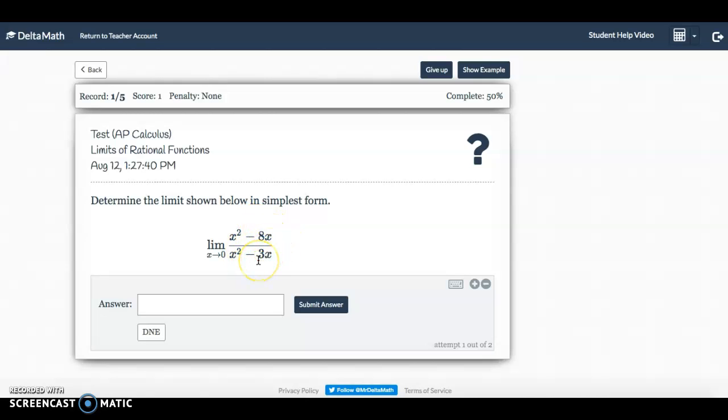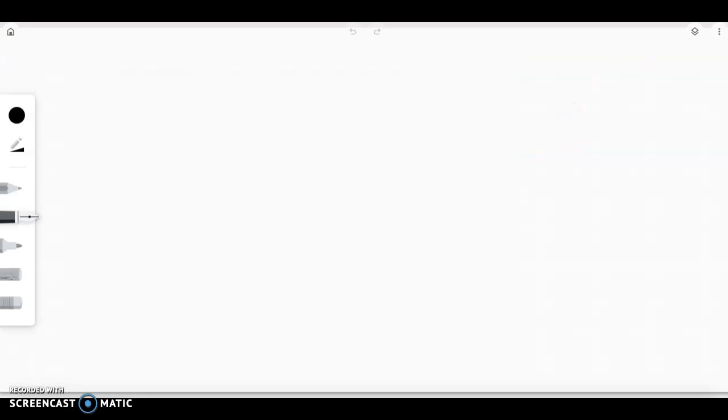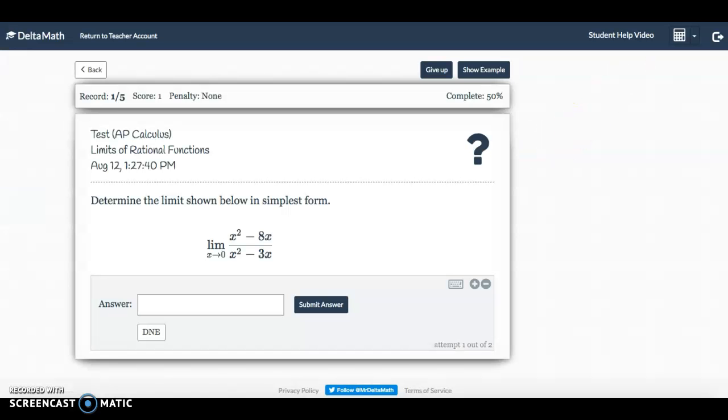So now I'm going to try and factor. And I just have a Canvas pulled up so I can work on this. So let me see, x squared minus 8x over x squared minus 3x.